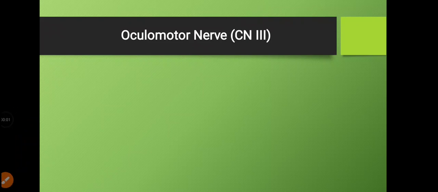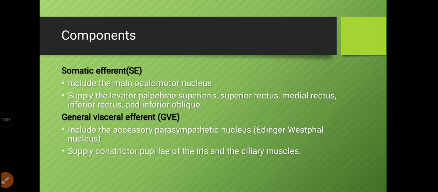Third cranial nerve is oculomotor nerve. Oculomotor nerve, which supplies most of the muscles of the eye, extraocular and intraocular muscles. It includes two components: somatic efferent and general visceral efferent.